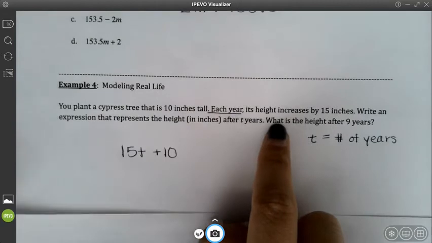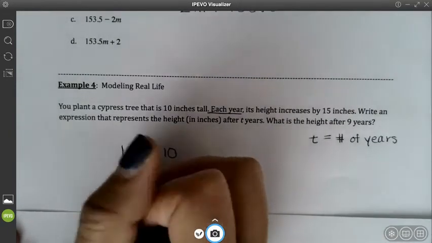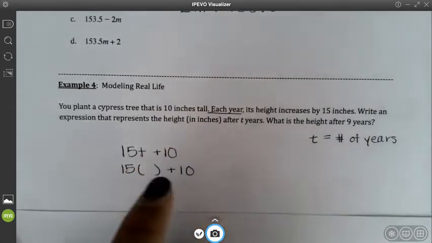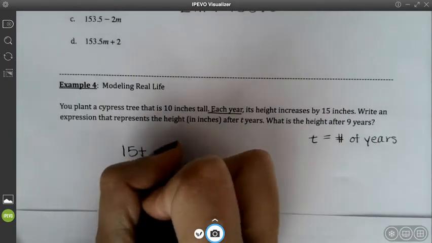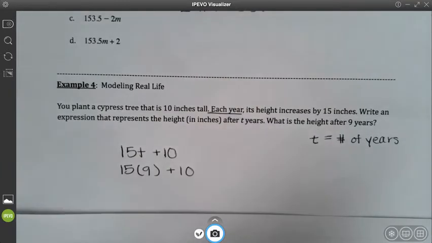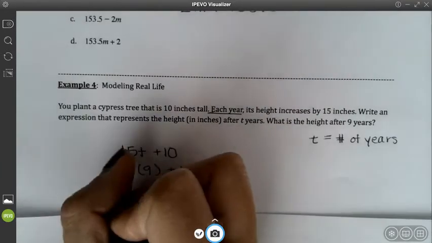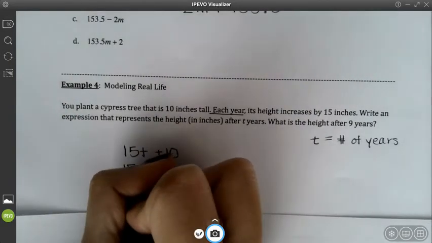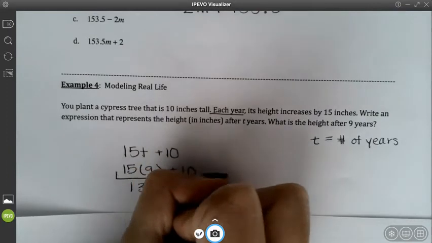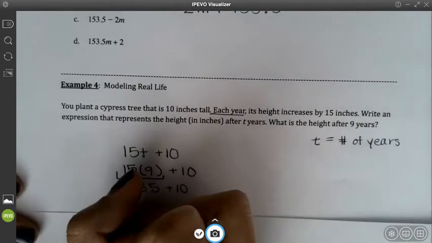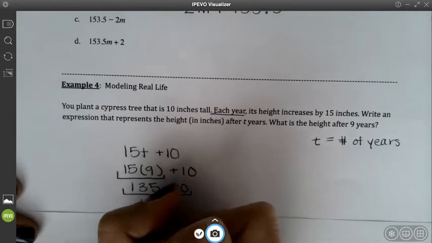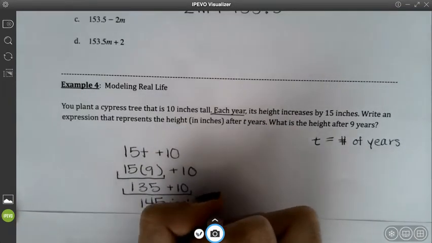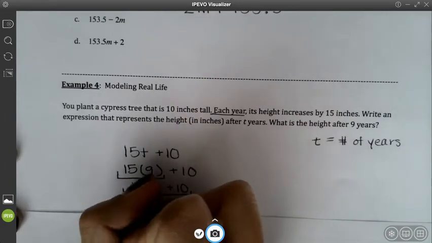Now we have to answer the question. What is the height after 9 years? We rewrite the expression with an empty set of parentheses where we can insert the number of years. And then we have to use order of operations to solve. We're going to do multiplication first. And then addition. So 145, and we are doing this in terms of inches. So we label.